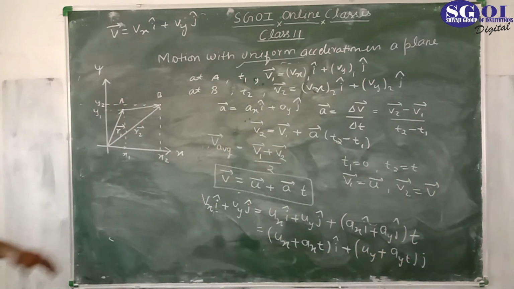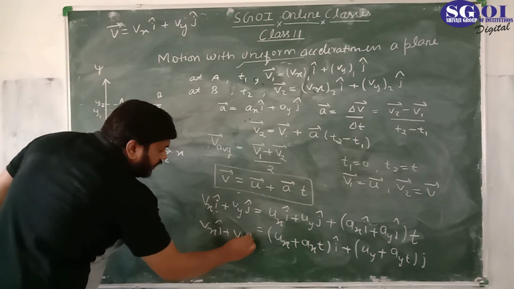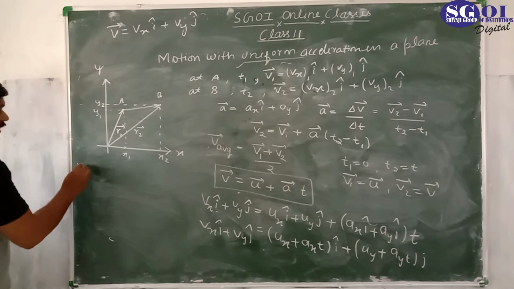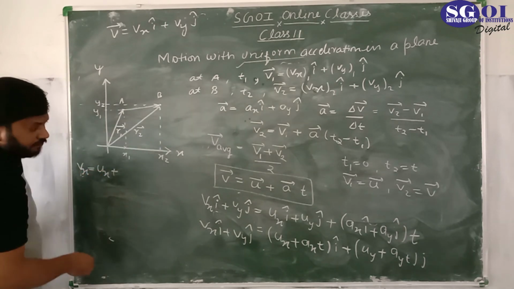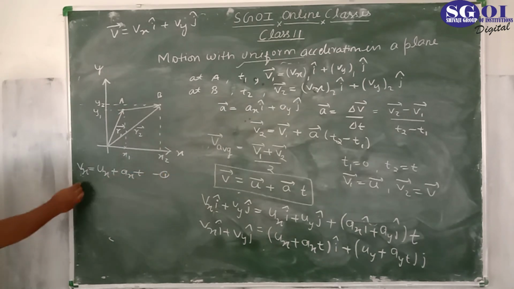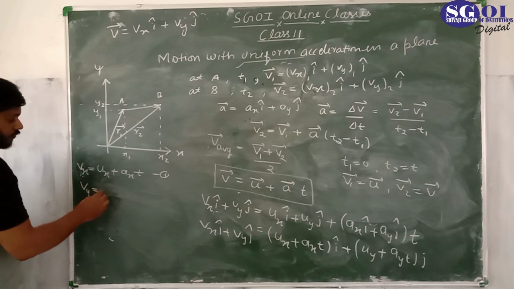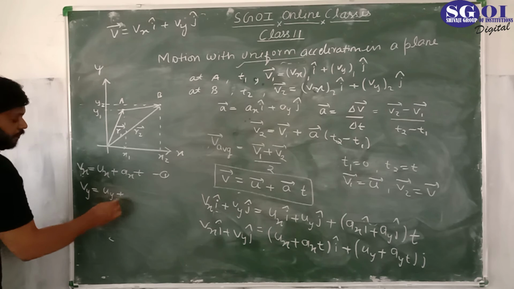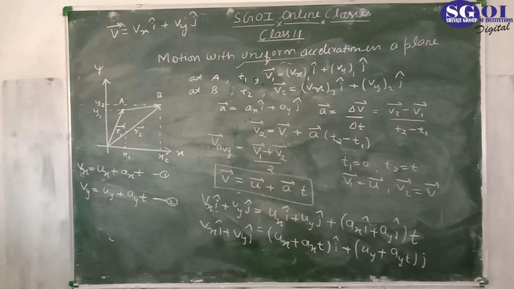On comparing both sides, here is vx i plus vy j. On comparing both sides, what we get, I am writing here vx equal to ux plus ax t, equation first, and the second equation is vy equal to uy plus ay t. This is equation number second.